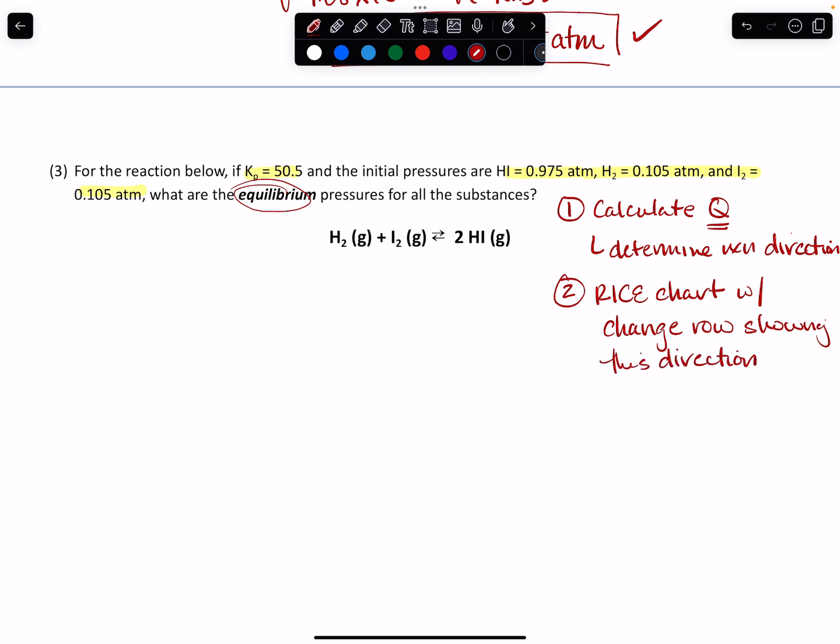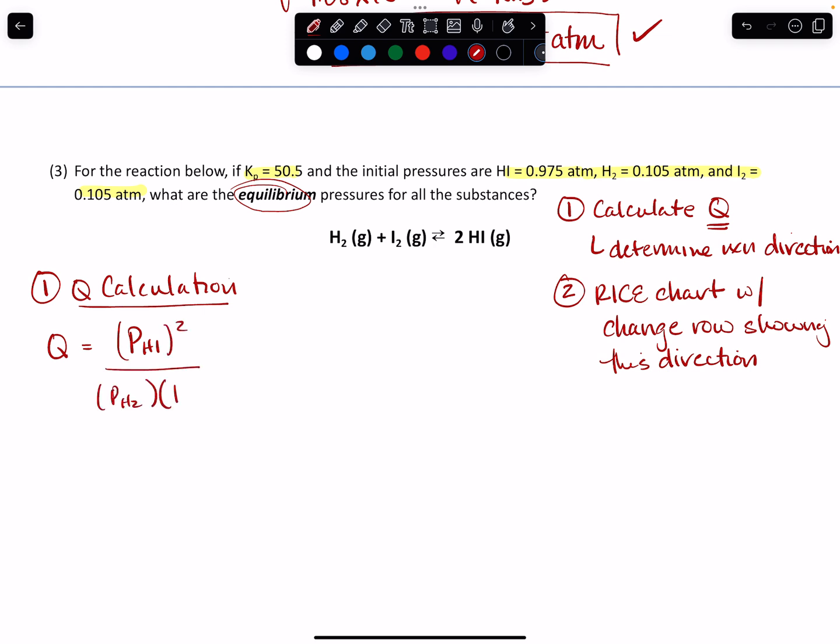All right, so in other words, we need to know where we should be adding stuff in and where we should be removing it. We cannot make the assumption that we're just going towards the products. You got to check. All right, so we're going to start with our Q calculation. So we write our expression for Q. So we've got the partial pressure of HI squared divided by the partial pressure of H2 times the partial pressure of I2. All right, so you can see, just like our Kp expression, our Qp expression can use those partial pressures.